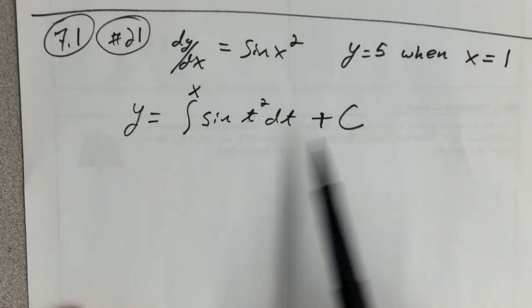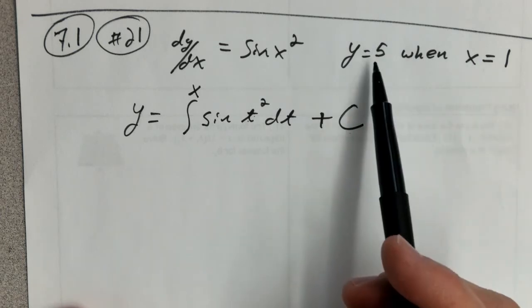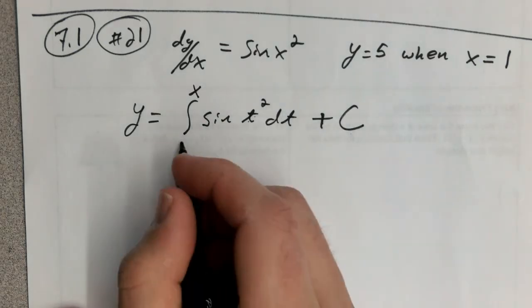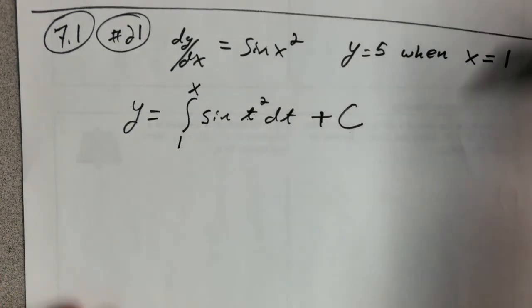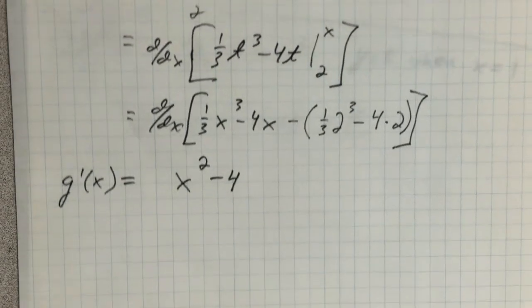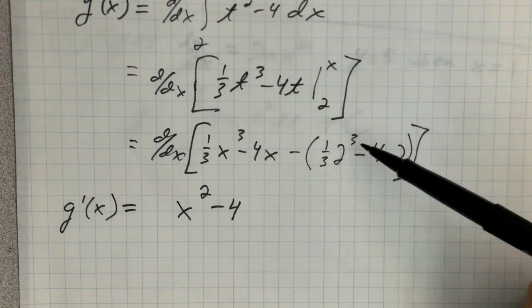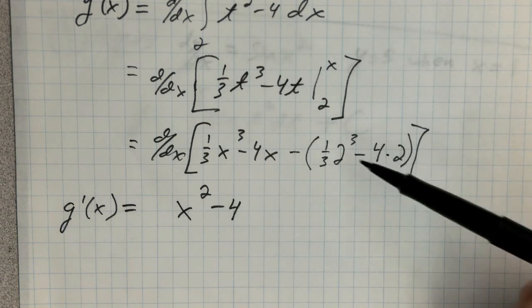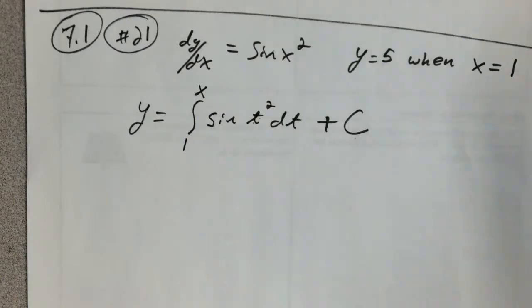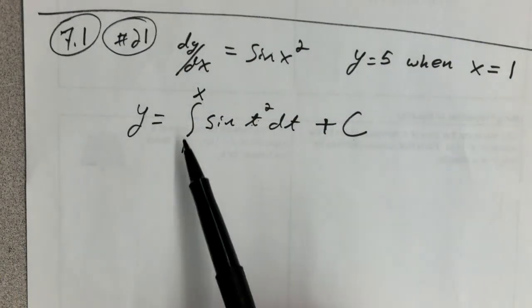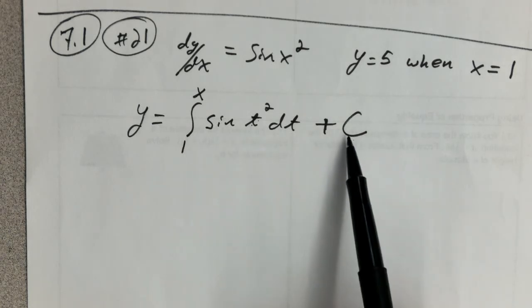Think of it this way. If I know that when x equals 1, y is 5, I'm going to pick the lower bound to be 1. I can pick it to be anything, because when I differentiate it, as we saw in the warm-up, it didn't matter what the lower bound was. We could put in whatever number we wanted here. We were going to end up taking the derivative of a constant, right? So we can pick whatever is convenient for us for the lower bound. And it's really convenient to pick 1, because then I can figure out what c is.